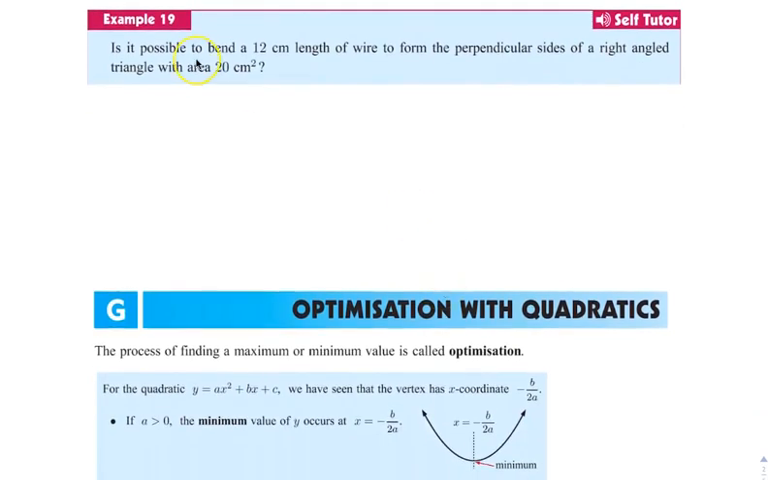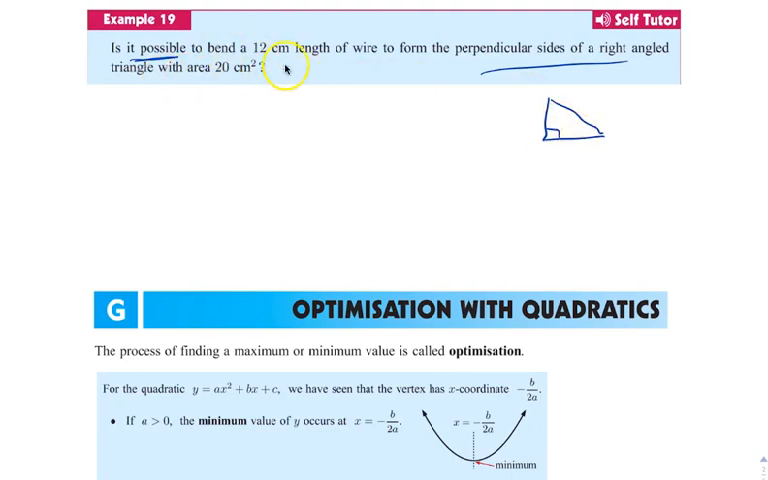Is it possible, oh that's a loaded question, to bend a 12 centimeters length of wire to form the perpendicular sides of a right angle triangle with the area of 20? Okay, so that's what they're talking about here. So perpendicular sides, that's this side, of a right angle triangle with the area of 20. So it just wants to know the perpendicular sides.